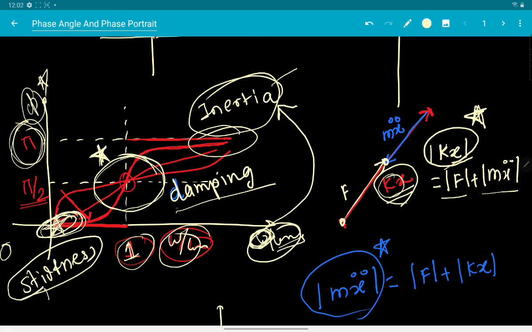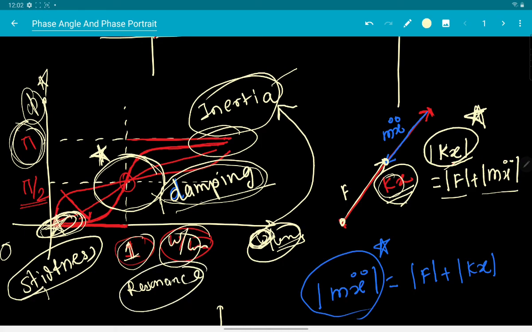So damping is the governor when omega by omega n is equal to 1, that is, at resonance. At resonance, the damping force is the governing force. For very small values of omega by omega n, stiffness is the governor, whereas for very high values of omega by omega n, that is, when the frequency of applied forcing is extremely high, the inertia of the system governs the behavior of the system.